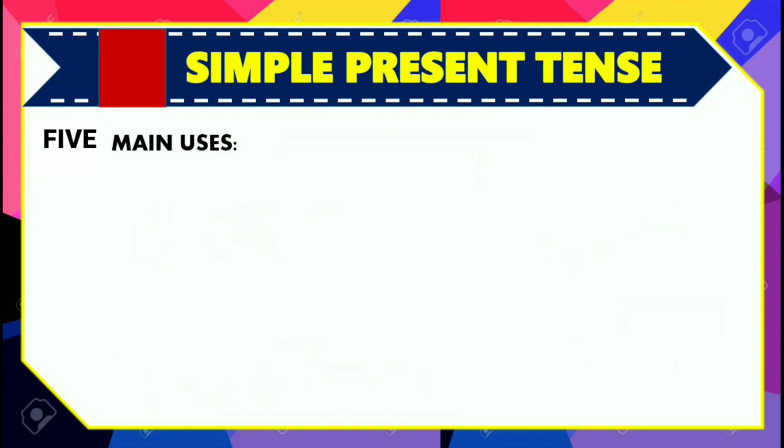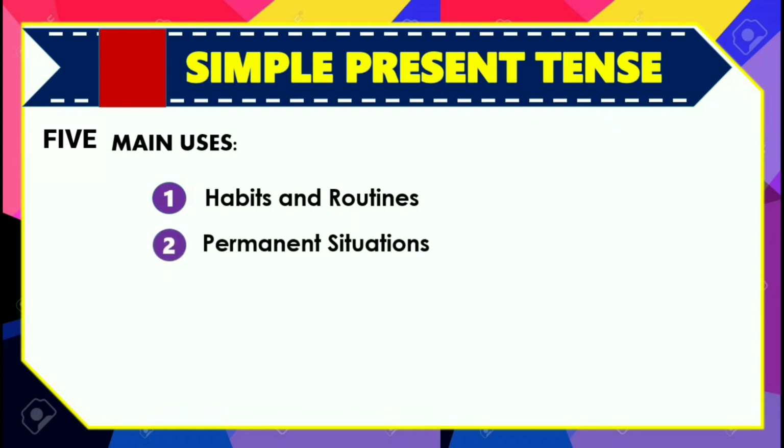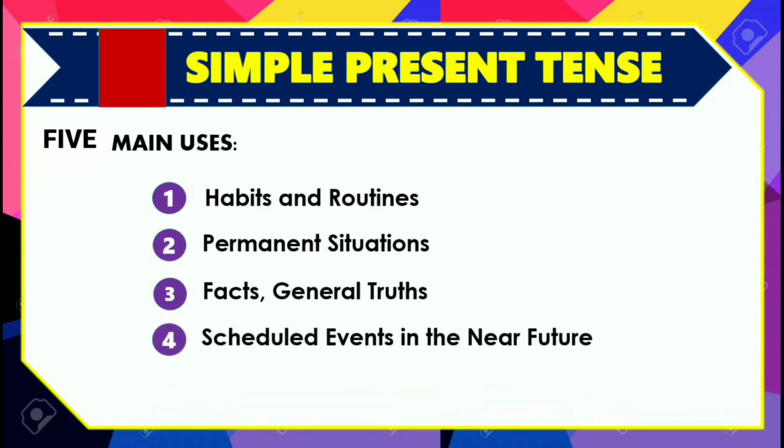Now let's move on to discussing the different uses of simple present tense. The first use is when you talk about habits and routines. Another one is about permanent situations. The third is when you talk about facts and general truths. And of course, scheduled events in the near future, you also need to use simple present tense. And the last is when you talk about states with stative verbs. We are going to discuss all these uses one at a time.